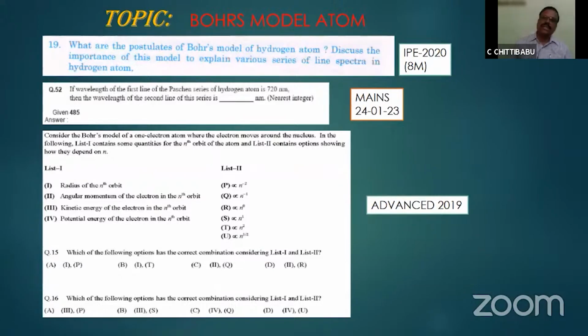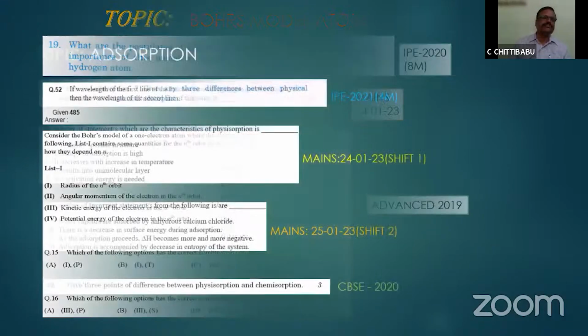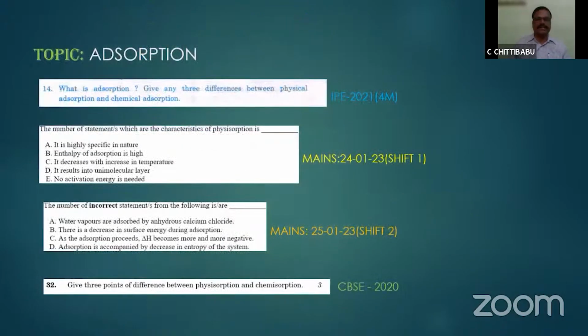For CBSE students also, I am coming just for you. It is very interesting when I observe the CBSE papers. Let us take the 12th class concept called adsorption. In IPE 2021: What is adsorption? Give any three differences between physical adsorption and chemical adsorption. In the last slide, the last question, give 3 points of difference between physical adsorption and chemical adsorption, that was the question asked in CBSE 2020.